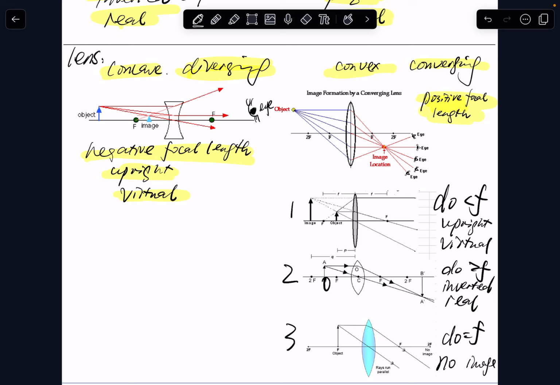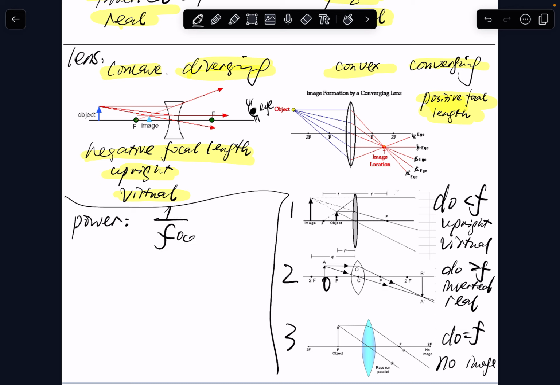All right, so before we dive into the biological applications, I also want to mention that sometimes the MCAT wants you to calculate the power of the lens, right? The power of the lens is basically 1 over the focal length. So as long as you know the focal length, and usually the focal length can be calculated through the thin lens equation, or can be given by the question, that's how you calculate the power of the lens.